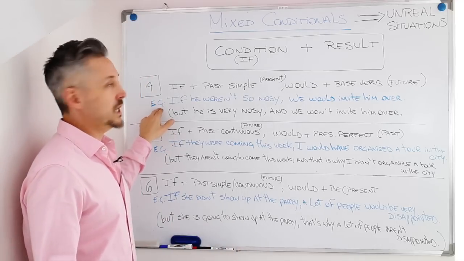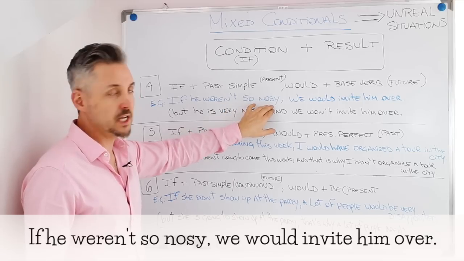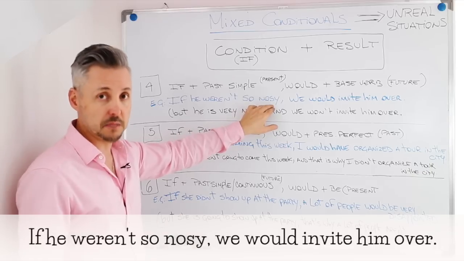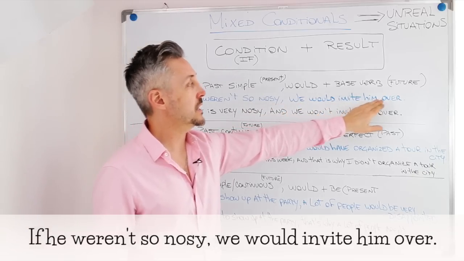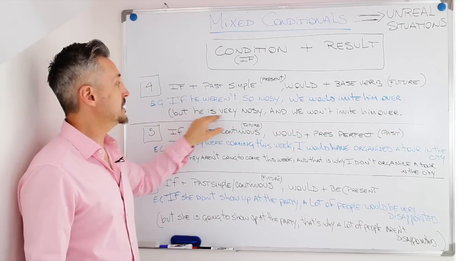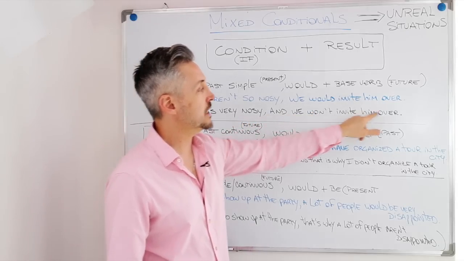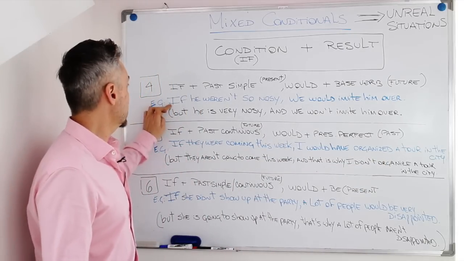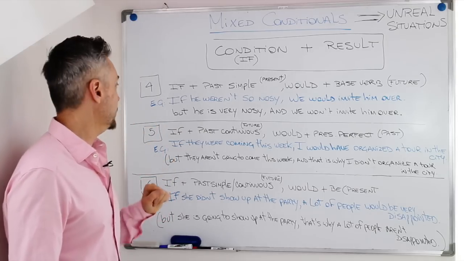So the example that I gave you was, if he weren't so nosy. Nosy means busybody, somebody who minds somebody else's business, okay? We would invite him over. But he is very nosy and we won't invite him over. We will not invite him over, okay? So this is the explanation for the fourth pattern.